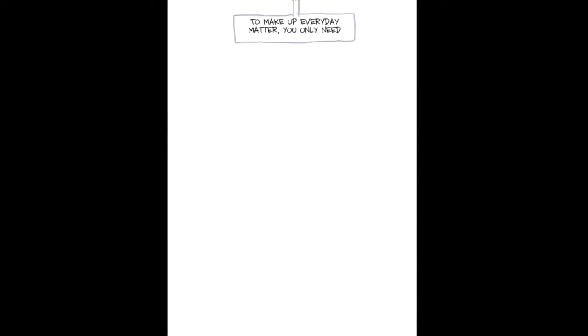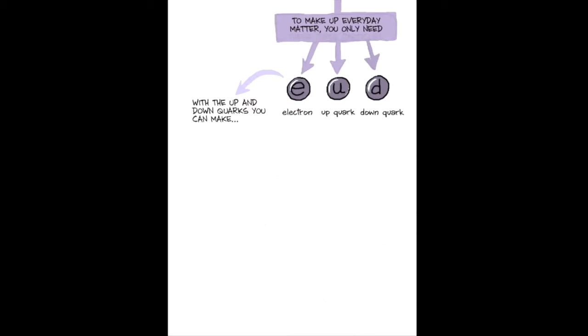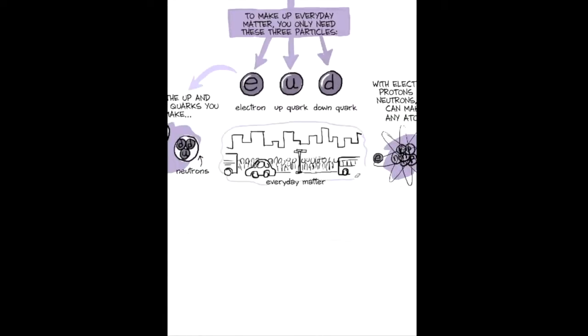I mean, to make up everyday matter, you only need the electron, the up quark, and the down quark. Because with the up quark and the down quark, you can make a proton, or you can make a neutron, right? Electrons and protons and neutrons, you can make any atom. So you only need these three.